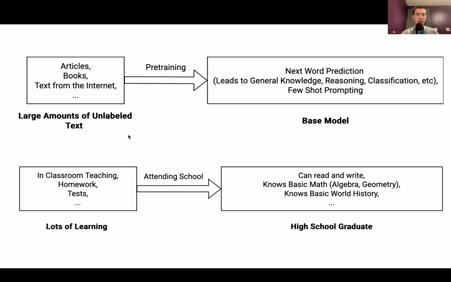Right? So instead of large amounts of unlabeled text, we have lots of learning with homework and tests. Instead of pre-training, we have attending school. And now we have a high school graduate that has a lot of basic knowledge, like reading and writing, basic math, basic world history. The high school graduate has a great base, right? Base model. The high school graduate has a great base to build off of so that we can eventually turn the base model or high school graduate into an ideal assistant, which we will talk about in the next video.